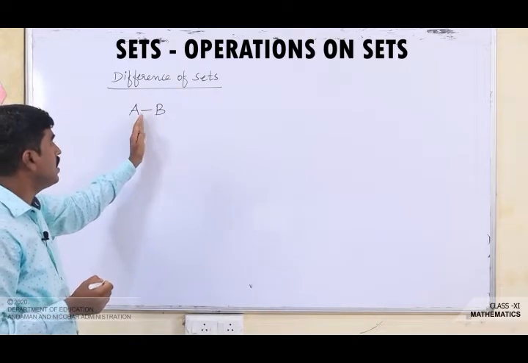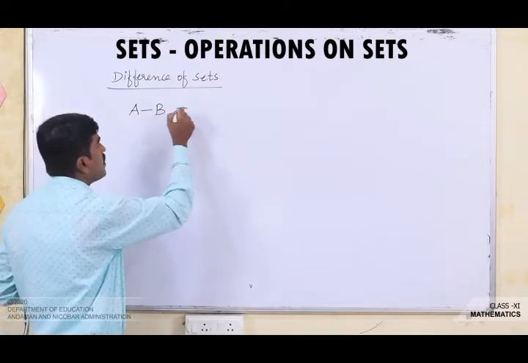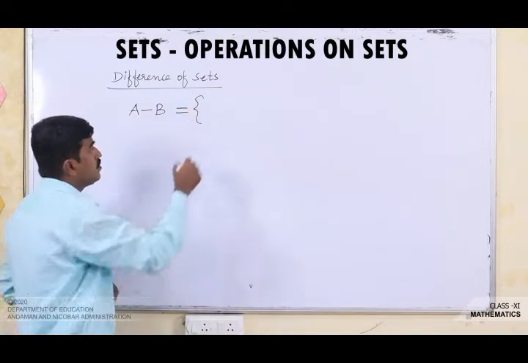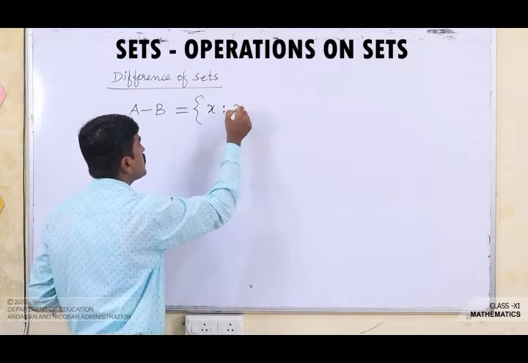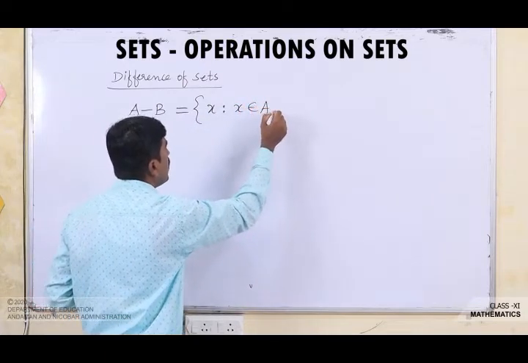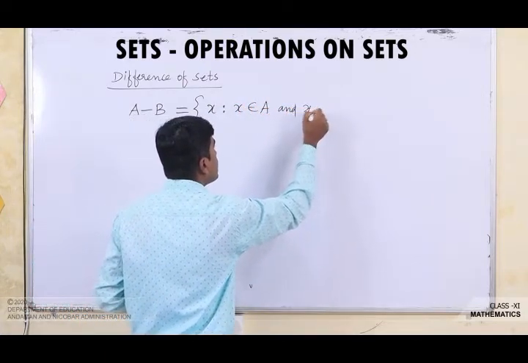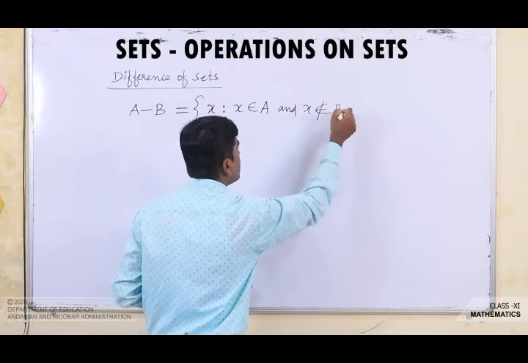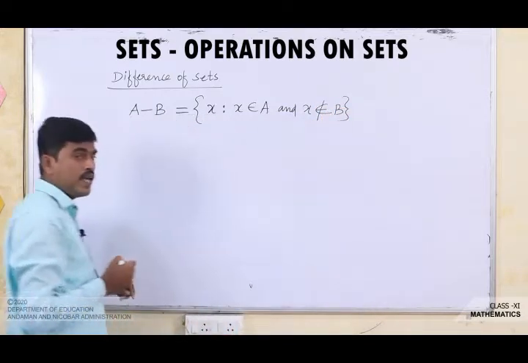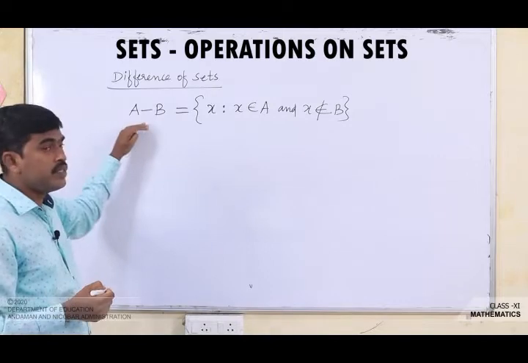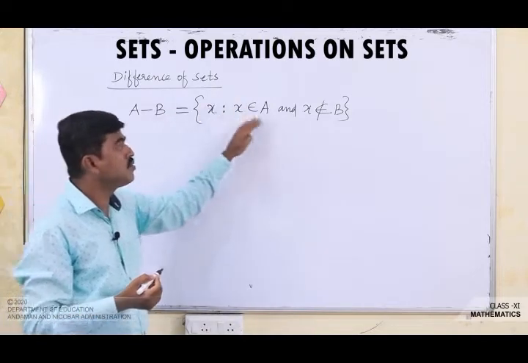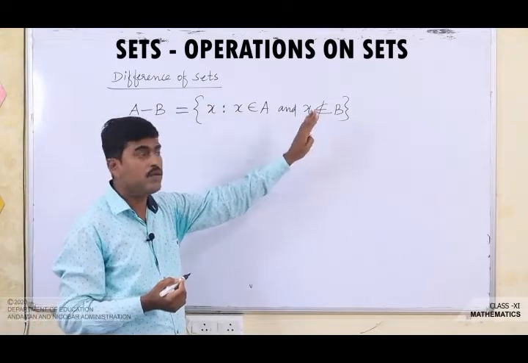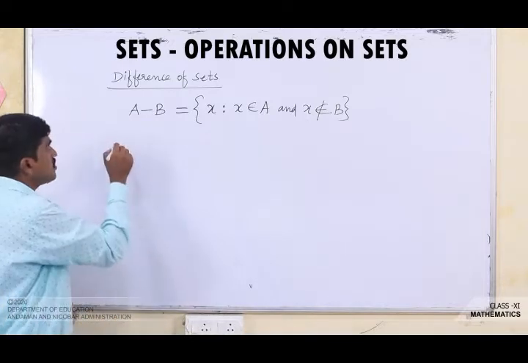It is denoted by A minus B, and it is given as A minus B is equal to X such that X belongs to A and X does not belong to B. That means we have to write the set of all those elements which only belong to A and do not belong to B. So let us take some examples.